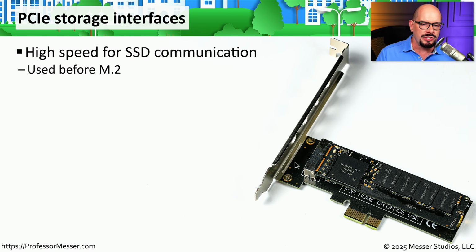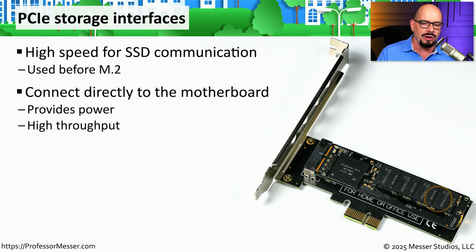One of the most common ways to do this is to use an adapter card where we can install the SSD on the card itself and plug it directly into the PCI Express bus on our motherboards. This meant that the motherboard was providing the power and giving us the throughput that we now can get from a PCI Express bus, which is much faster than the bus that we had connected to a traditional SATA drive.